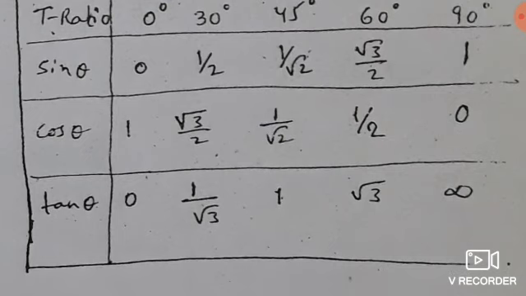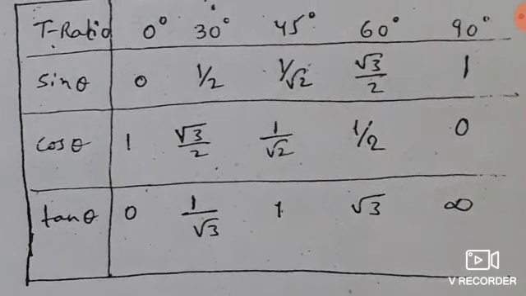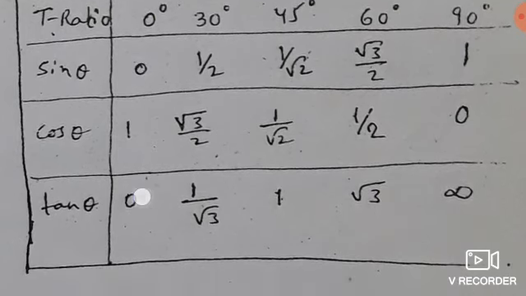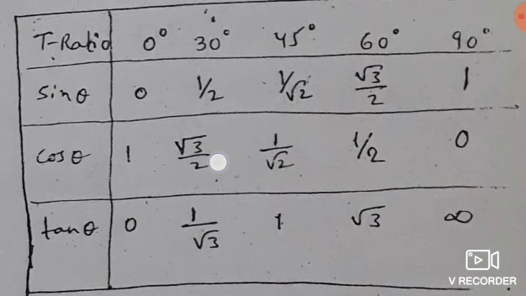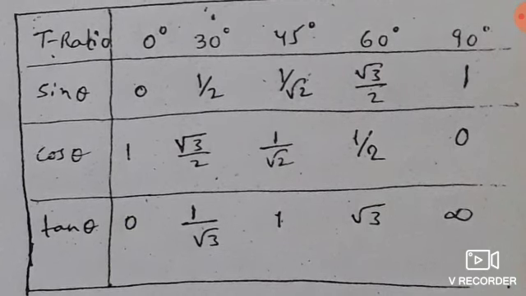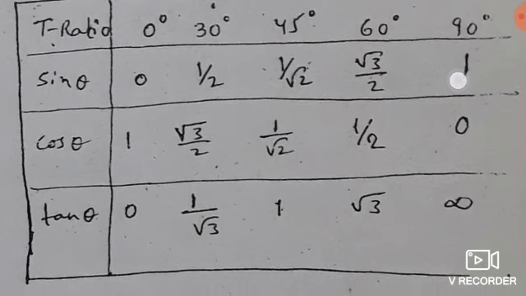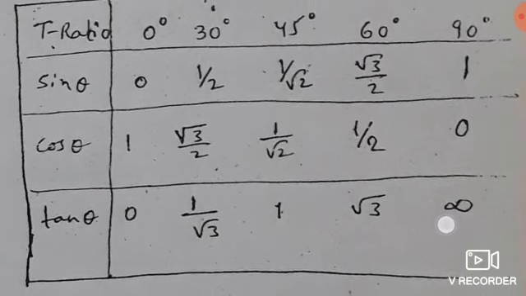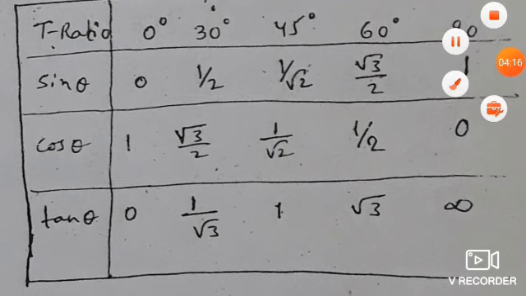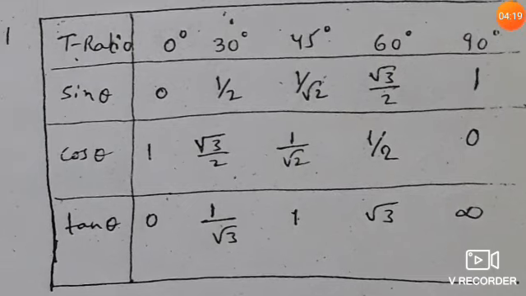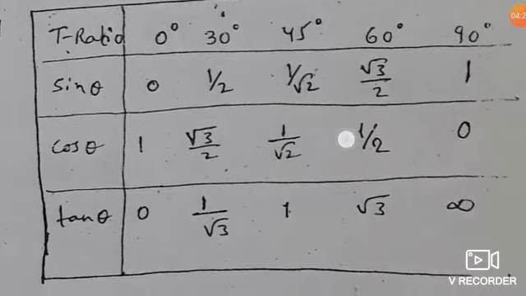And what is the value of tan theta? The tan theta formula is sin theta by cos theta. So sin by cos, 0 by 1, will give 0. 1 by 2 divided by root 3 by 2 will give 1 by root 3. Similarly we can find that 1 by 0 will be undefined, infinity. So these values you have to memorize.